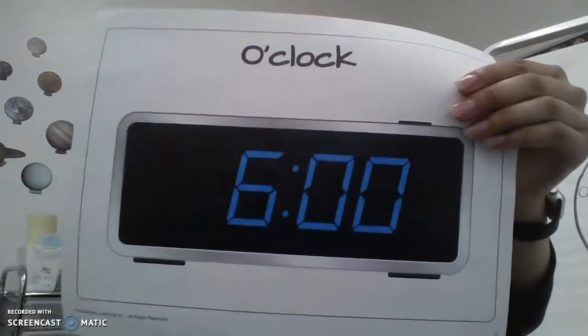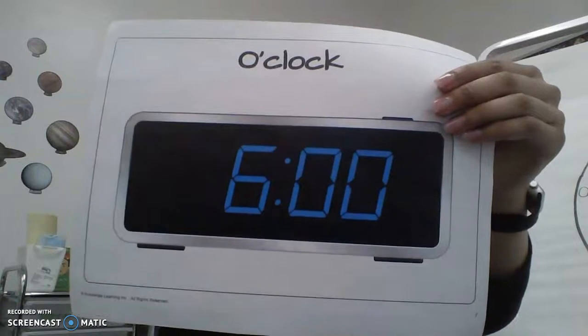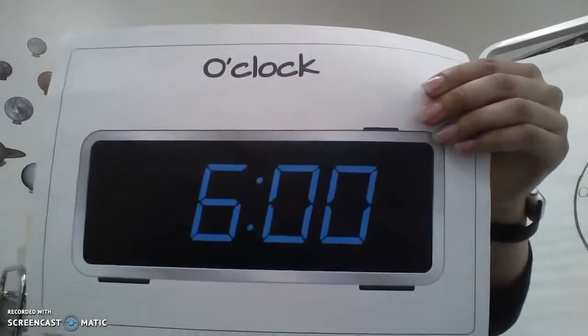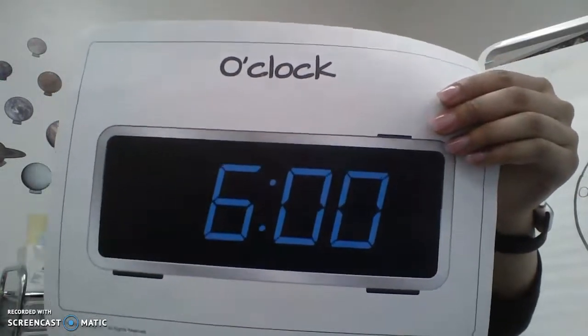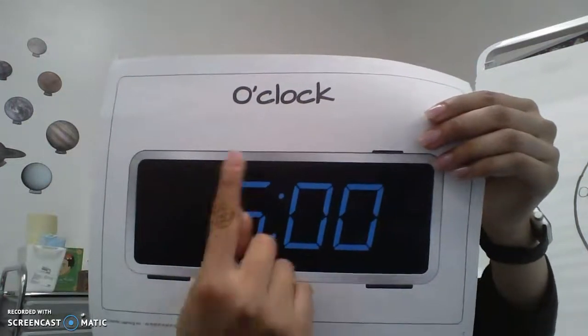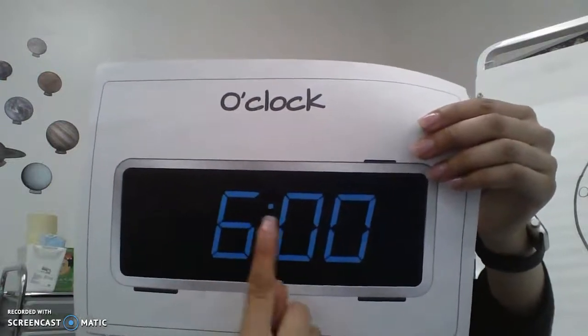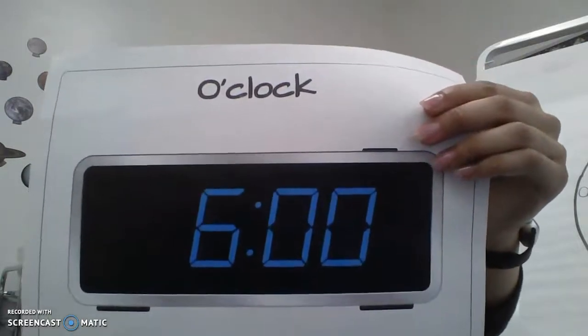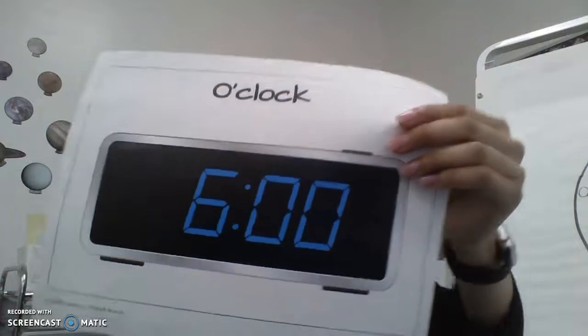Our last vocabulary word is o'clock. So this is what a digital clock looks like. You can see these types of clocks on your iPad or on your parents' phone or sometimes in the car. So we mentioned that o'clock is when you have 2 zeros. So whenever you see the number, which is the hour, and 2 zeros, that means o'clock. So this is 6 o'clock. So the hour is 6. Good. Let's go ahead and practice a little bit more on drawing our clocks.